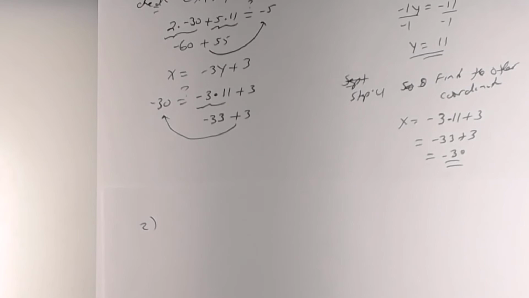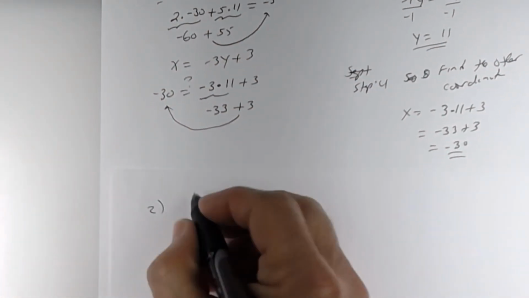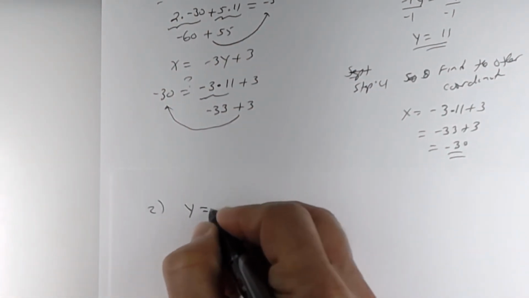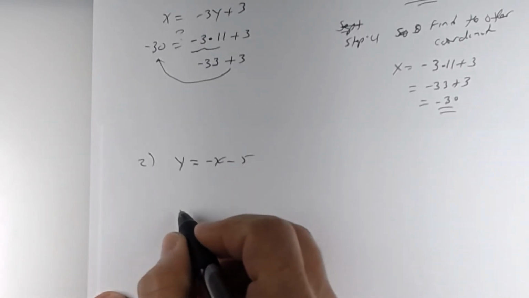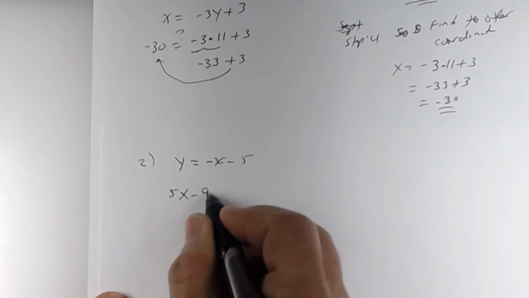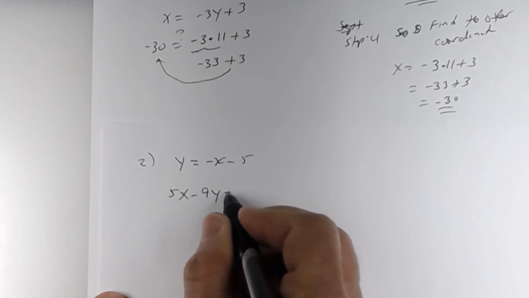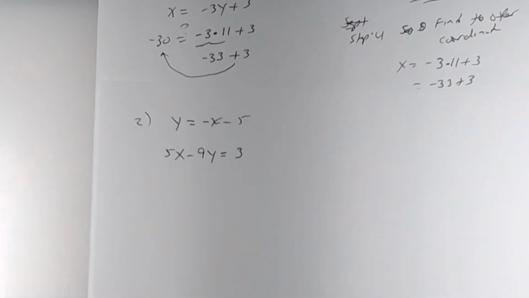All right, so let's suppose we had this one. y equals negative x minus 5, and then 5x minus 9y equals 3. So y equals negative x minus 5, and then 5x minus 9y equals 3. All right, so I want to do this by substitution. That's the easy kind, because what do you notice about this system? y is by itself. y is already by itself in one of them.